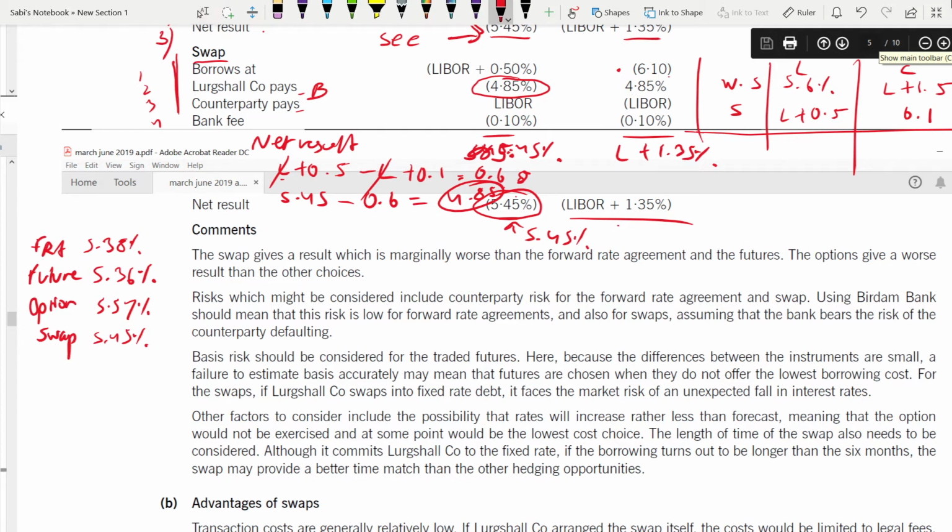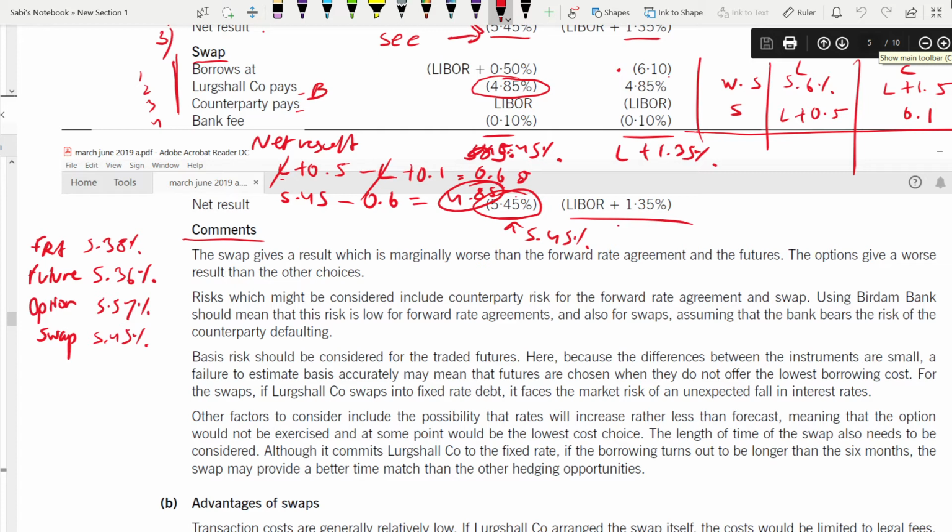Risk which might be considered include counterparty risk. Now what are you saying? Now you are giving advantage. Basically in comment, okay? This comment means first you compare, then you give advantages and disadvantages of each one: option, forward, swap. Comparison, you're comparing. It's not like you're giving a list of advantages and a list of disadvantages. No, one and two is enough. Even one advantage you write, it is enough. Like here how they are writing about forward and swap, they are comparing.